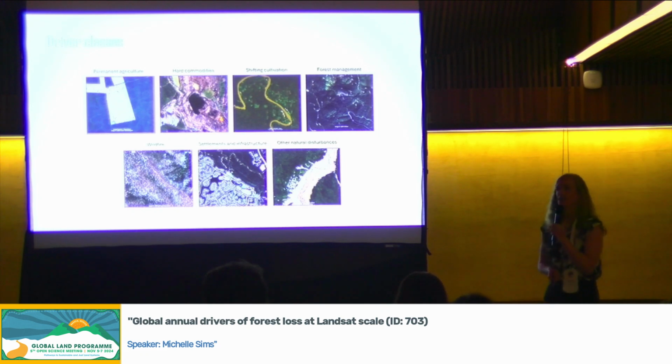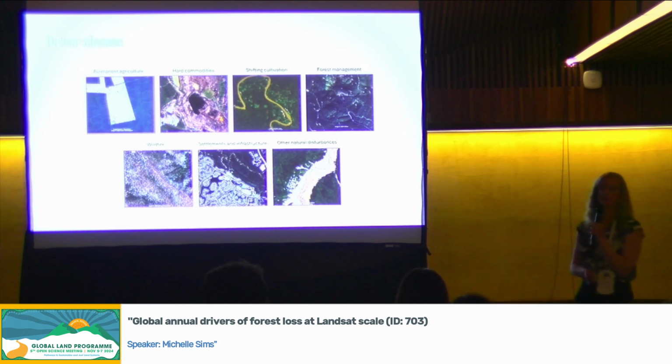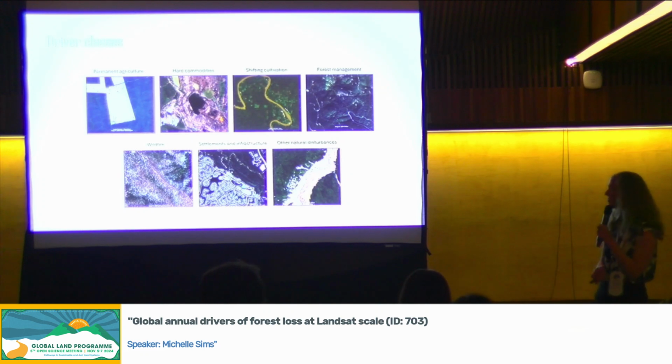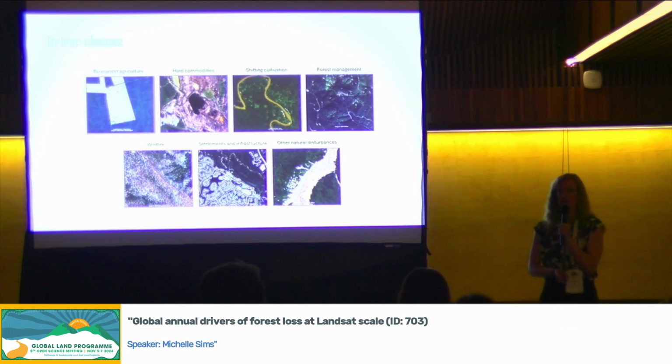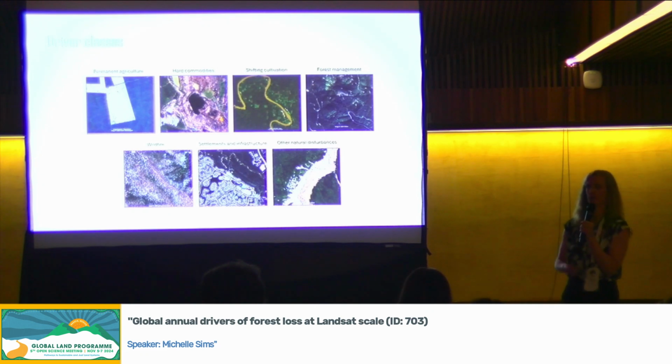Forest management is harvesting in timber plantations, or also clear-cut or selective logging. Wildfire is any loss driven by fire, with the exclusion of fire that's used to convert land to agriculture. And then expansion of settlements and infrastructure, and finally other natural disturbances, which can include insect outbreaks that cause tree mortality, landslides, hurricanes, etc.